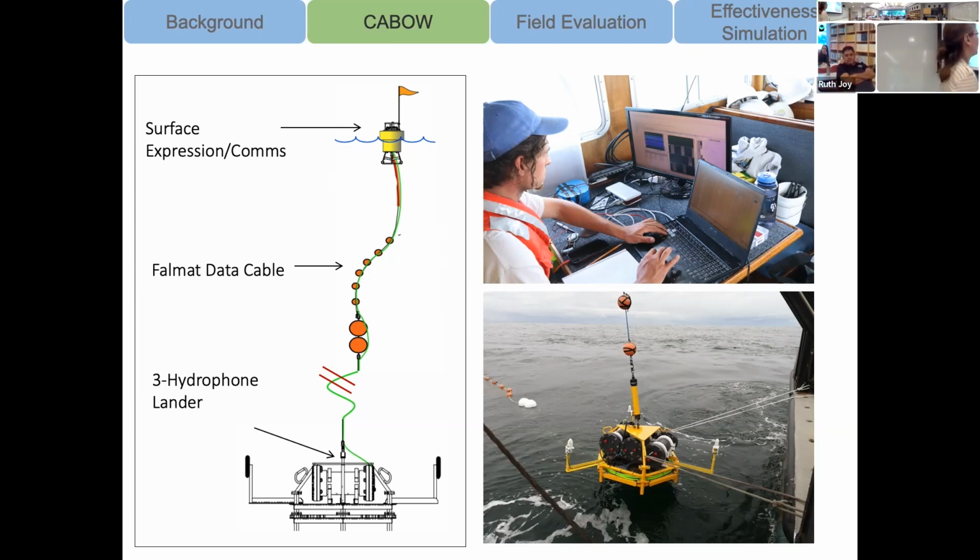For this iteration, instead of having an anchor down to the bottom, we have a data cable. And then on the bottom we have a lander, which has our 3 hydrophones, which give us bearing, as well as our batteries and our onboard processor and recording equipment. So CABALs can relay data in real time, as well as record all of our data.